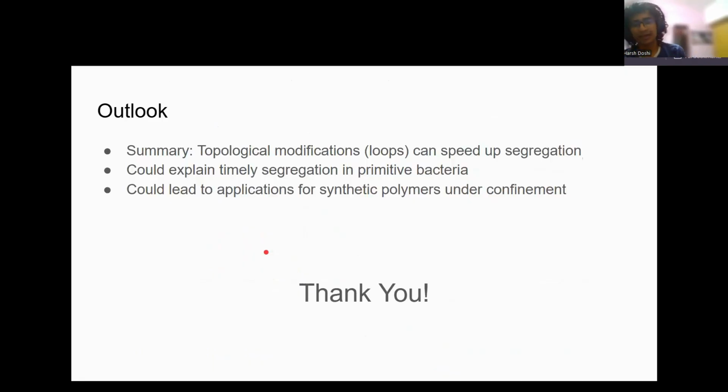However, in summary, what we have shown is that the introduction of topological modifications in the form of loops on polymers can help speed up their segregation when they're placed in cylindrical confinement. This sort of topological modification that is seen in bacterial cells can perhaps help explain the timely segregation, or the efficient segregation, that they perform during their cell cycle. And these polymer loops, if they're achieved in practice in synthetic polymers, can also have applications when such synthetic polymers are placed under confinement, artificial confinement.